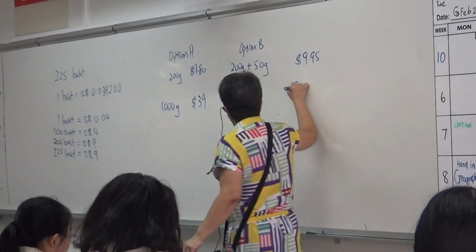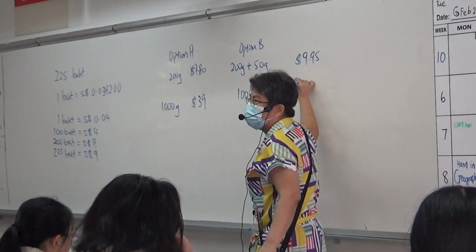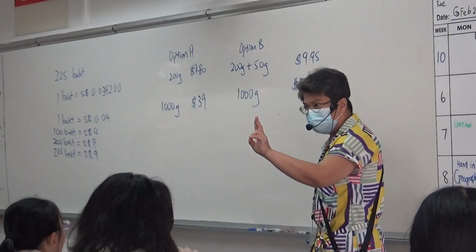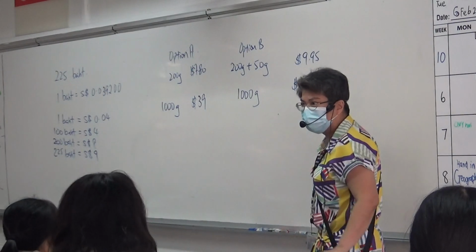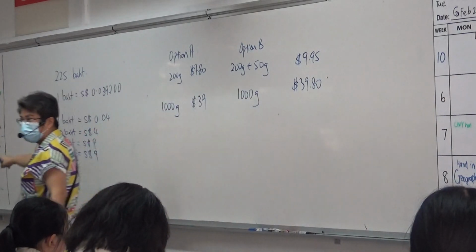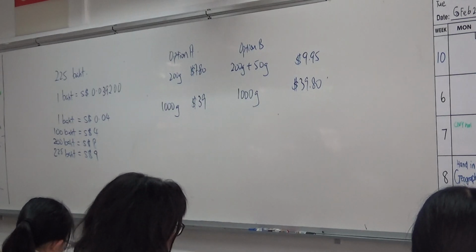So how much is this? I know 40 minus 20, how much? 39.80. Now, can you see it's quite near? So which one is cheaper? Option A is cheaper. Can everybody see that option A is cheaper?